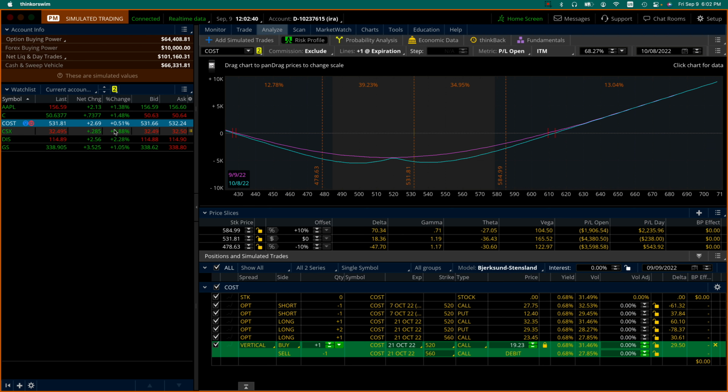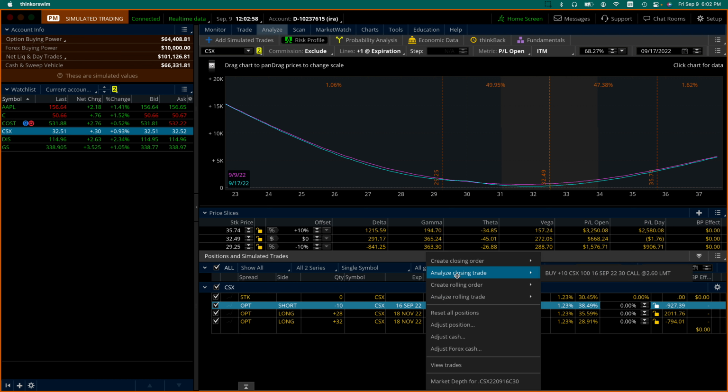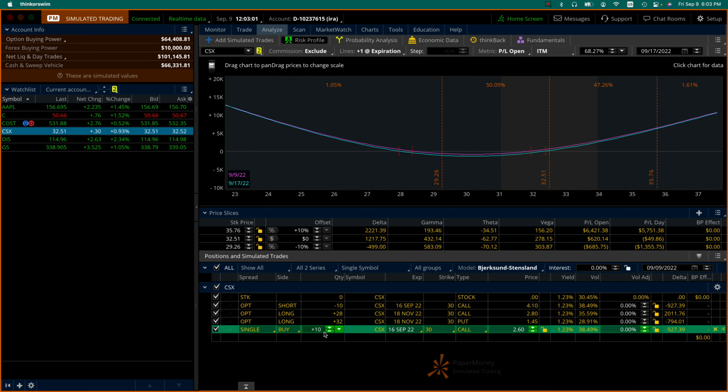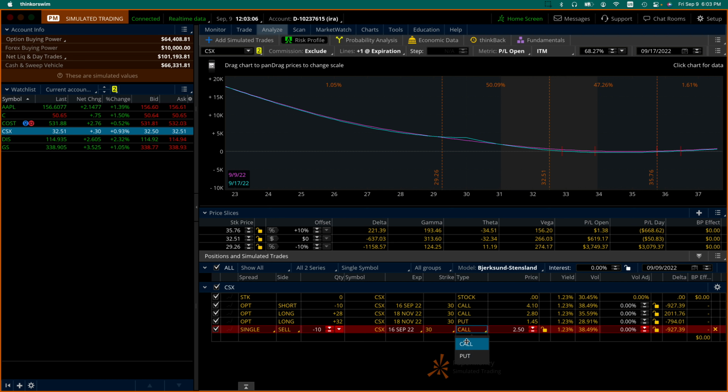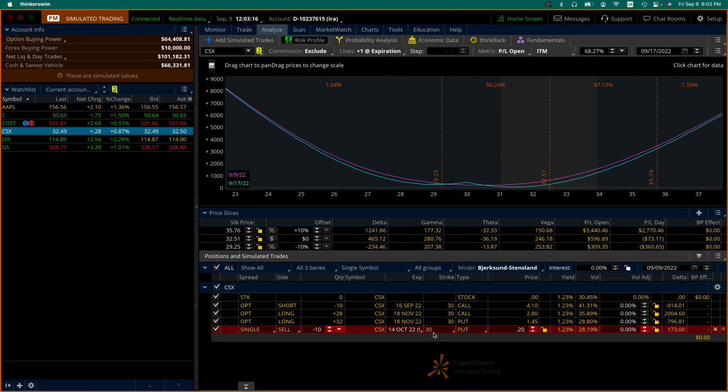Okay, let's move on to CSX. And we are here, and it's delta positive. Great, we don't have puts. It's 30 puts here. September, okay, the call. We can roll these calls, and we can add the puts. What if I were to sell puts? How much would I get for them at $30? And the expiration, let's go to October the 14th. You get 20 cents, not a whole lot, is it?